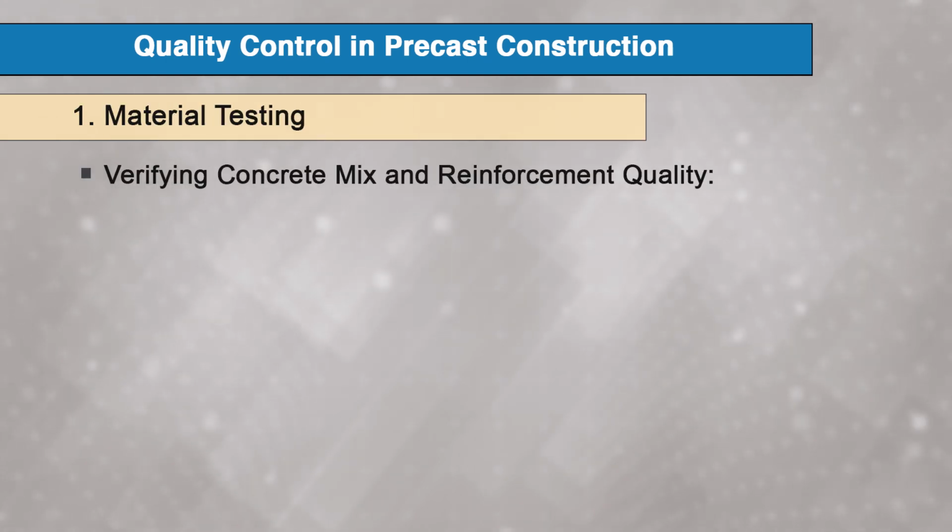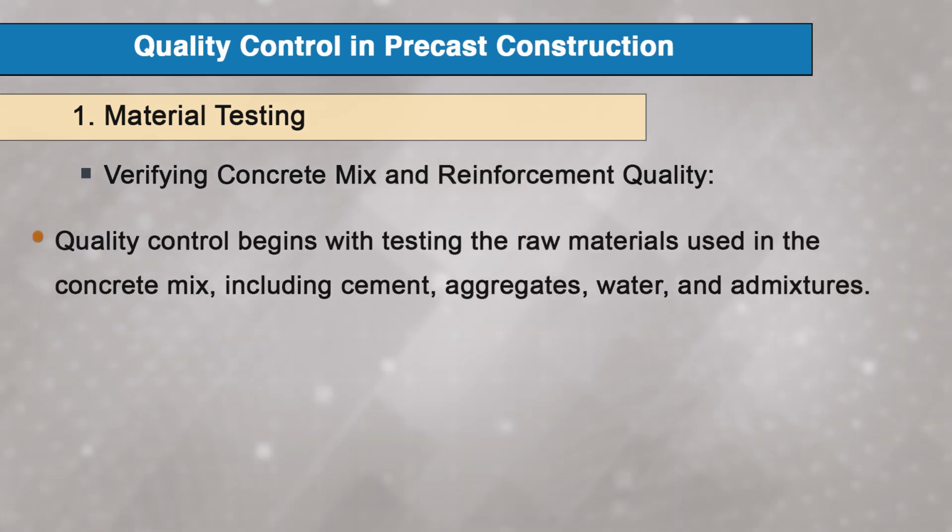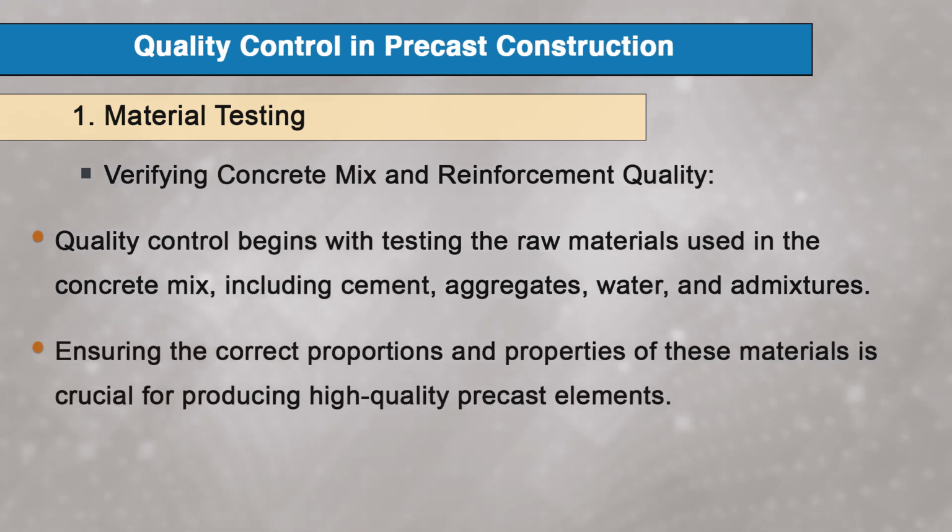Firstly, we will talk about the material testing, that is verifying concrete mix and reinforcement quality. Quality control begins with testing the raw materials used in the concrete mix, including the cement, aggregate, water and admixtures. Ensuring the correct proportion and properties of these materials is crucial for producing high quality precast elements.